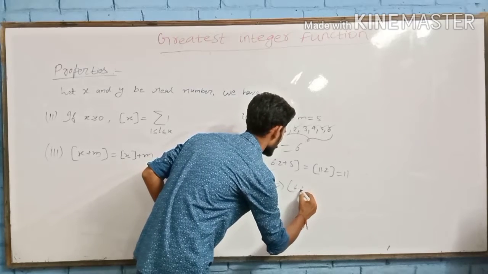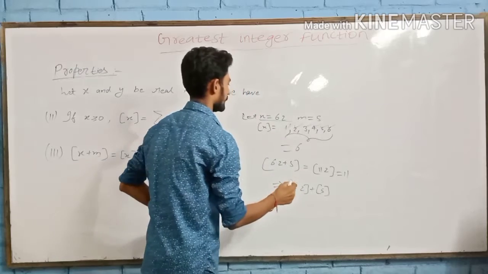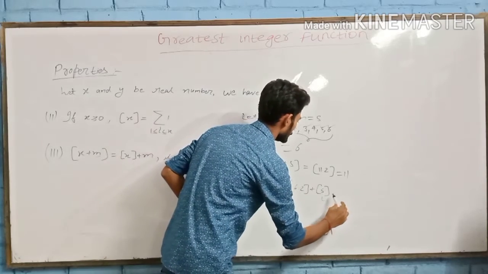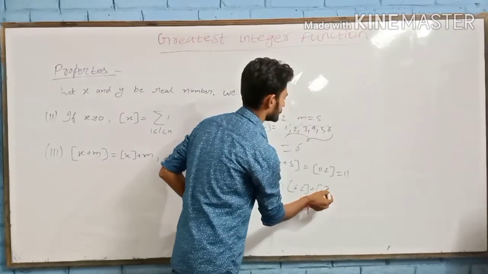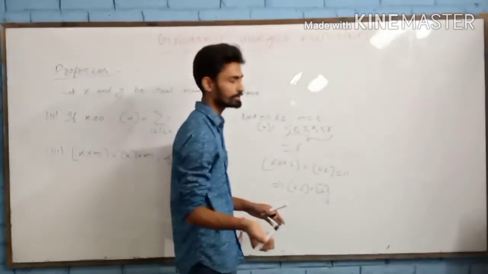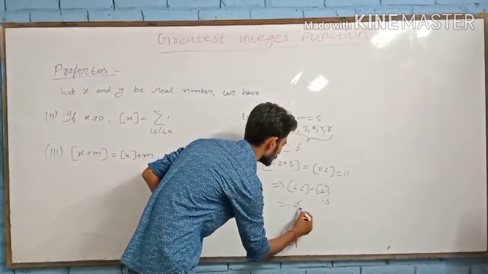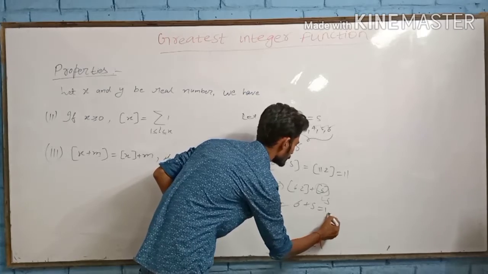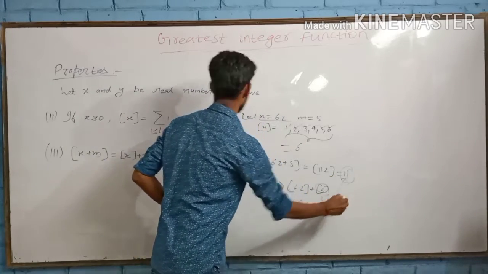box of 6.2 plus box of 5, and box of 5 is 5. So we don't have to write box of 5 because it is an integer. So box of an integer value is also an integer. So box of 6.2 is 6 and plus 5, which is also 11. So both are the same.